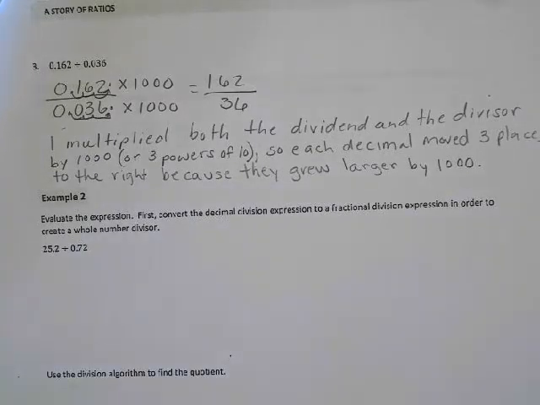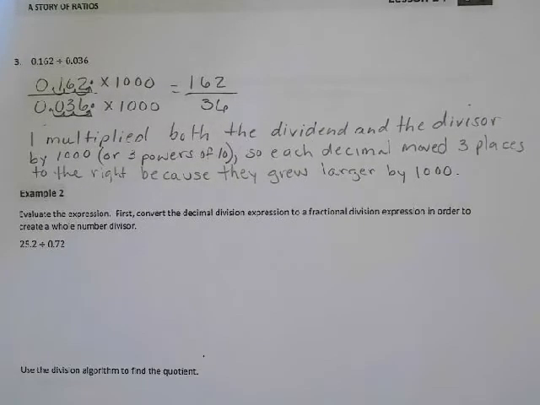Now we are ready to go on to example number 2 in your student book. And now we are going to actually solve for that quotient. So it says evaluate the expression. First, convert the decimal division expression to a fraction division expression in order to create the whole number divisor. So that's what you just practiced in exercises 1, 2, and 3.